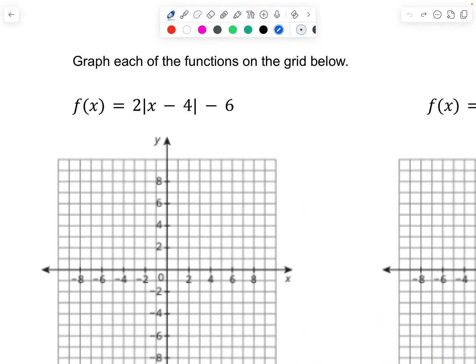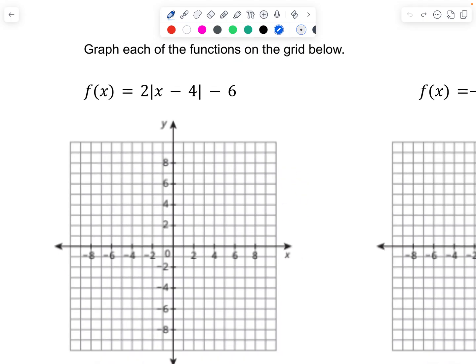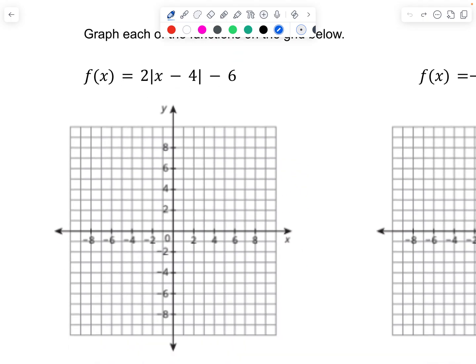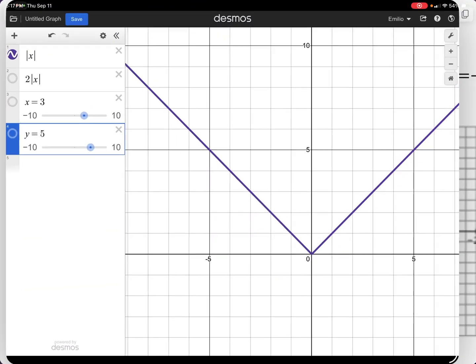So on this right here, you don't have to graph anything like this on the test. But what you do have to know, because you're not going to have access to Desmos, is what's going to happen to the graph. Does it go left? Does it go right? Does it compress? Does it stretch? So before I start, I want to just kind of show some basics up here.